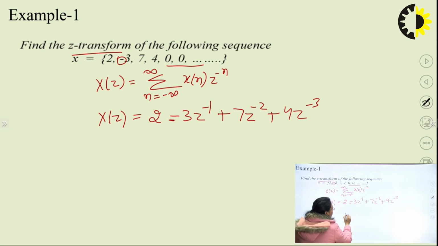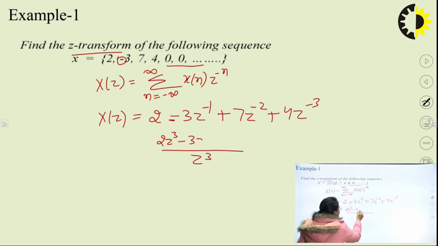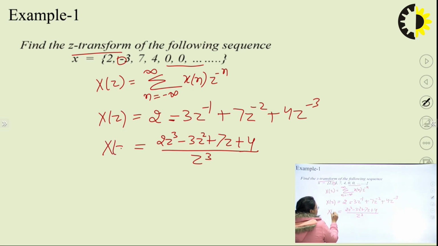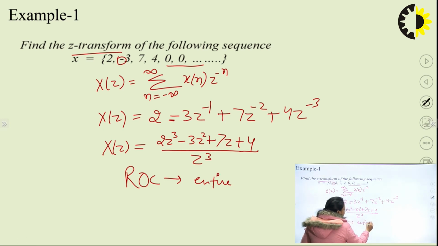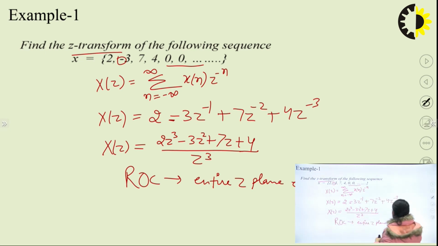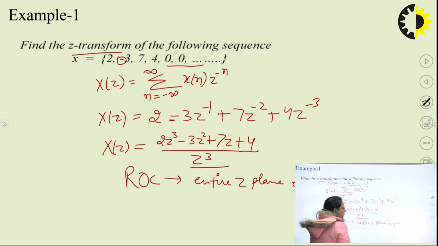If I take z cube as common, this will be 2z cube minus 3z square plus 7z plus 4. In this case, this is the value of X(z), and the ROC will be the entire z plane except at z equals 0, because we have a pole at z equals 0. So the ROC for this finite sequence will be the entire z plane except the pole at z equals 0, right?